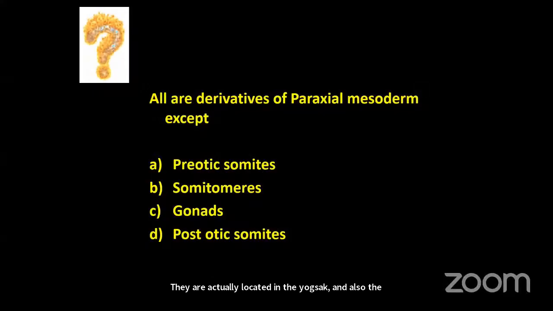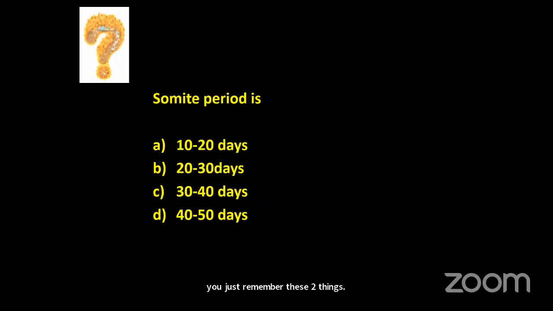All are derivatives of paraxial mesoderm except? Can someone answer? Somites, somatomeres, gonads, postotic. What can be the answer? Paraxial. The answer is gonads. Why? Because gonads and kidney, you just remember these two things. They are from the intermediate intraembryonic mesoderm.